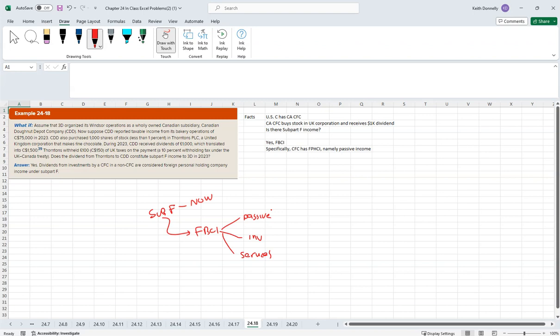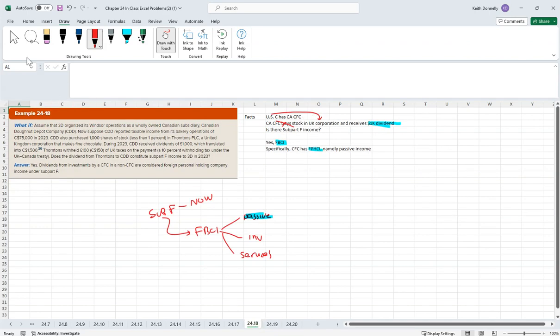Why we do this is you're basically using the deferral rules as a weapon. You could have earned this income here in the US. This one says a US corporation has a Canadian CFC. That Canadian CFC buys stock in a UK corporation and they receive a dividend. They're going to have passive income. This is FBCI, specifically FPHCI, that first basket. It's passive income. You didn't need this CFC to buy that UK stock. You could have just done it through the parent corporation. We're going to make it taxable now.